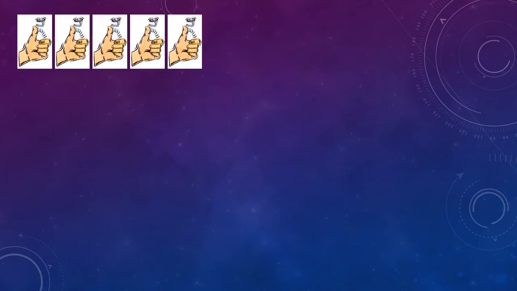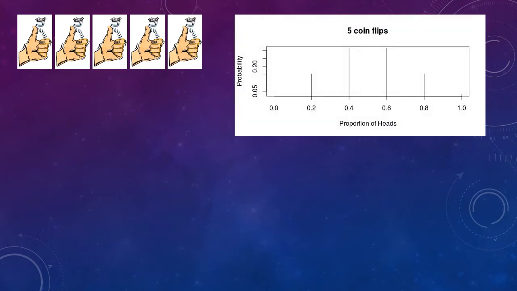Say you decide to flip a coin 5 times and find the proportion of heads. What are the possible values of the random variable? Well, the proportion could be 0, 1/5, 2/5, 3/5, 4/5, or 1. We could then find out the probability of the random variable being any of these values. Here's what they happen to be.